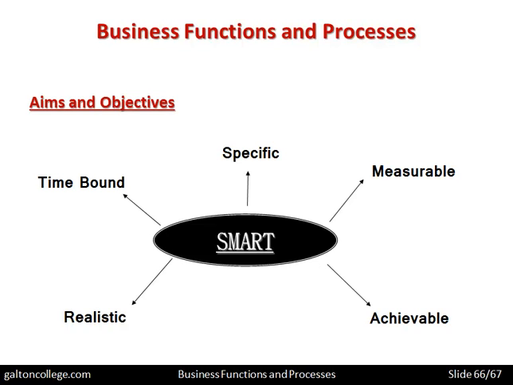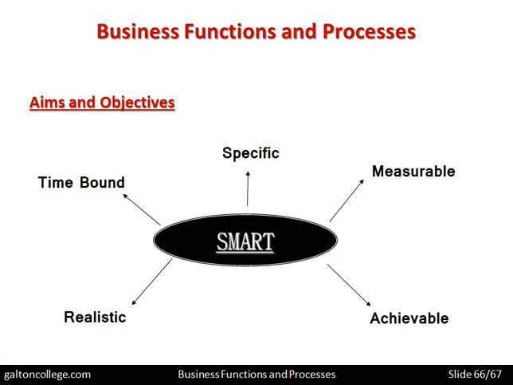And of course, it should have a time dimension. If it doesn't have a time dimension, it's open-ended, it'll go on forever, or could go on forever. It needs to be brought to a head so that performance can be measured. So if the organization says it's going to grow by 5% in the next year, that's it. There's a time dimension. It's in the next year. And the management can be measured against that.